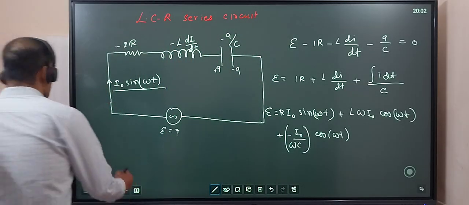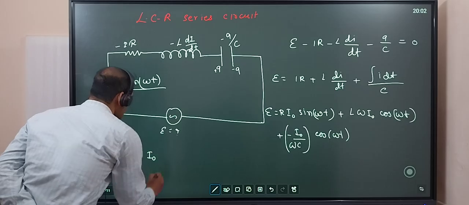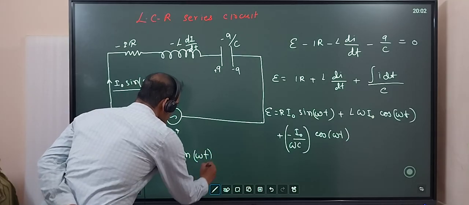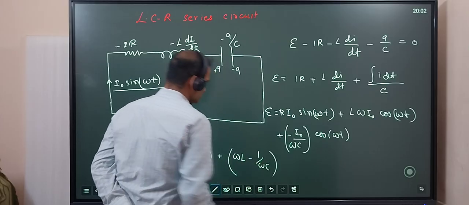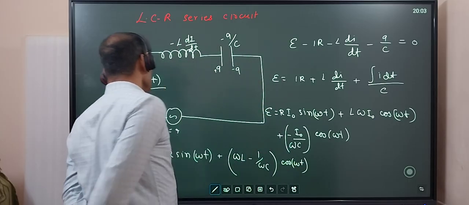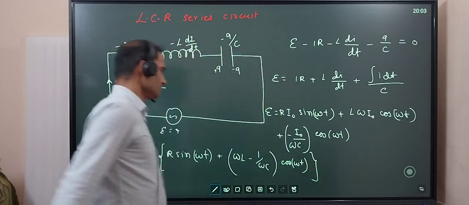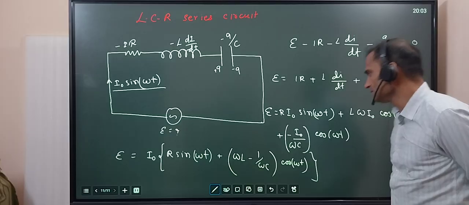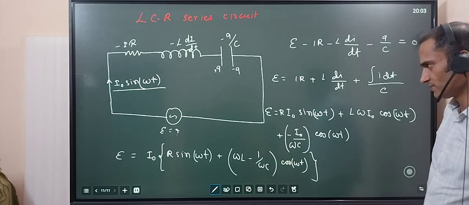So what EMF are we getting? I naught is everywhere, and we are getting R sine omega t plus omega L minus 1 by omega C cos omega t, with I naught multiplied everywhere. Now this thing looks familiar. Why does it look familiar? We can use our phasor analysis.